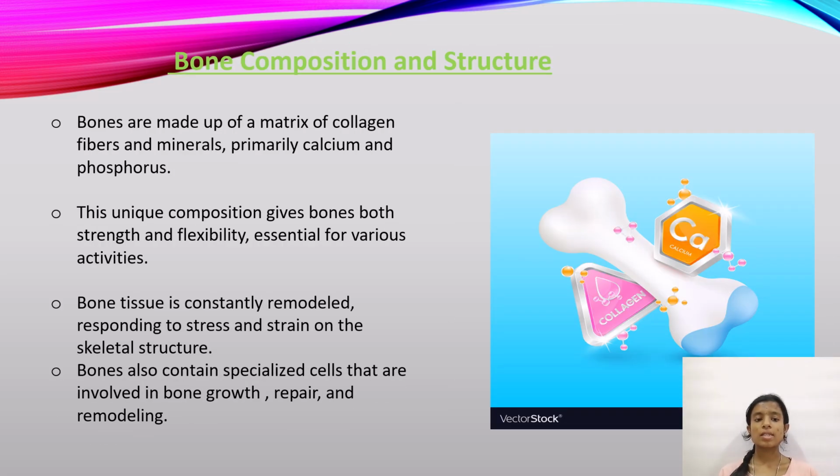Bone composition and structure. Bones are made up of a matrix of collagen fibers and minerals, primarily calcium and phosphorus. This unique composition gives bones both strength and flexibility, essential for various activities. Bone tissue is constantly remodeled, responding to stress and strain on the skeletal muscle. Bones also contain specialized cells that are involved in bone growth, repair, and remodeling.